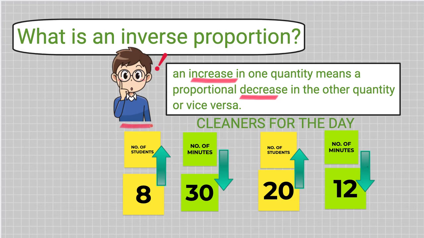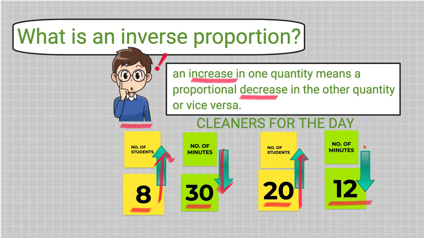If the teacher assigned students to clean the classroom for the day, if there will be 8 students who will clean the classroom, it will take them 30 minutes to finish cleaning. Now, if there will be 20 students who will clean the classroom, it will take them only 12 minutes to finish cleaning the classroom. Now, what we have observed here is that whenever the number of students increases, the time for cleaning the classroom decreases.